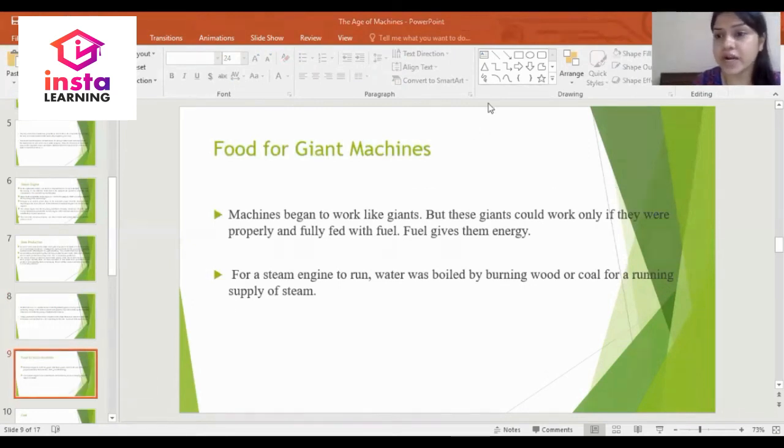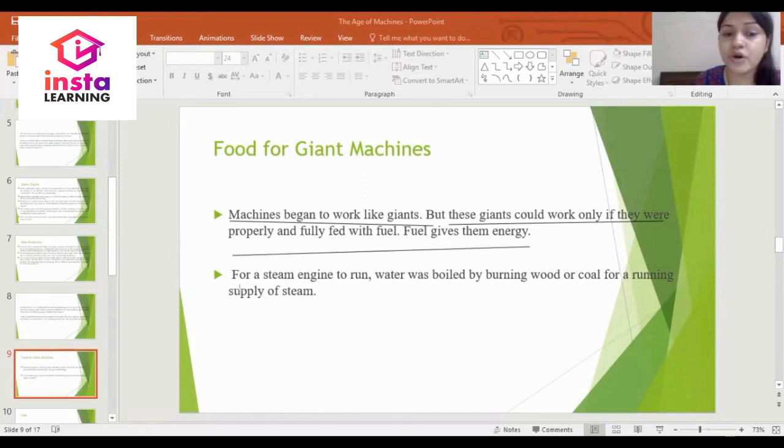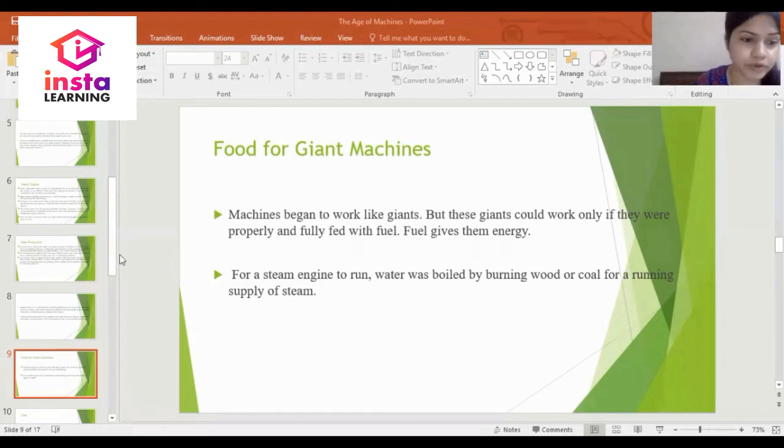So, let's understand it. Dear student, as you all know, machines begin to work like giants. But these giants could work only if they were properly and fully fed with fuel. Fuel gives them energy. So, for a steam engine to run, water was boiled by burning wood or coal for running supply of steam. So, let's understand more about it.